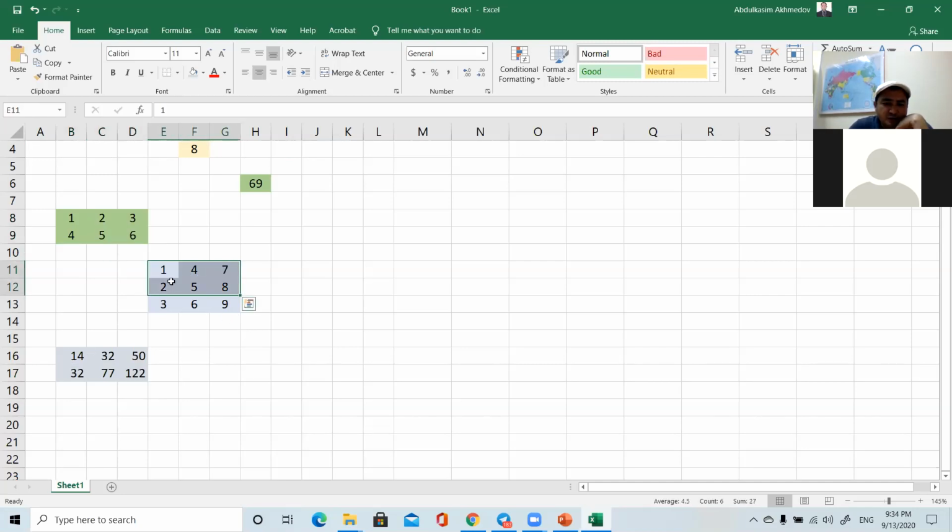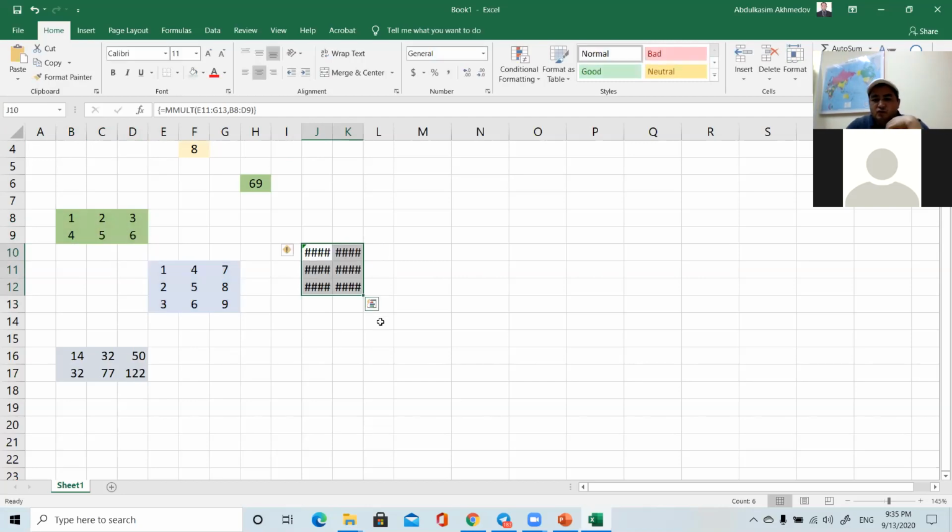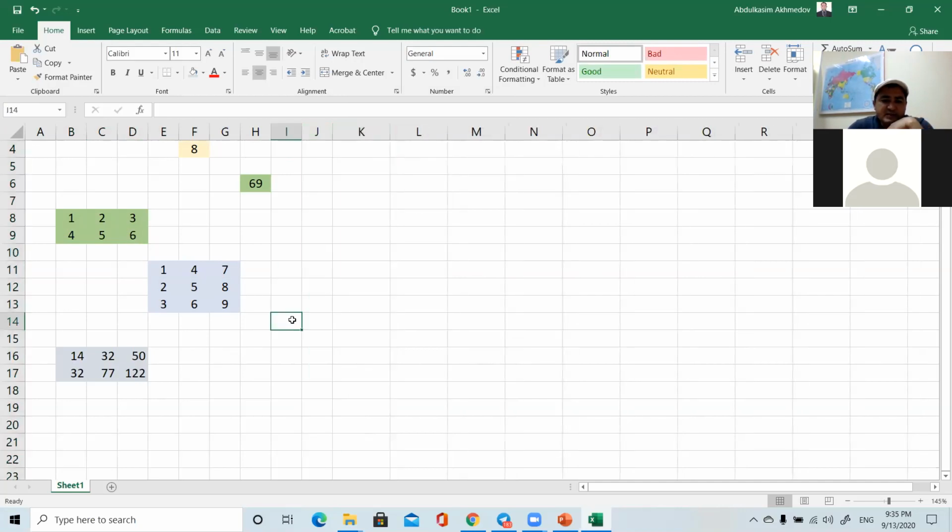Now, how about if I multiply this 3 by 3 by the 2 by 3, you will see that it will be wrong. So here we have 3 by 2. Let's say equals MULT, and select this matrix, and the second one is this. And close the brackets, it will be wrong, because it says the error, this operation is not defined. Why? Because this multiplication is not defined. And this is how we multiply two matrices in Excel.